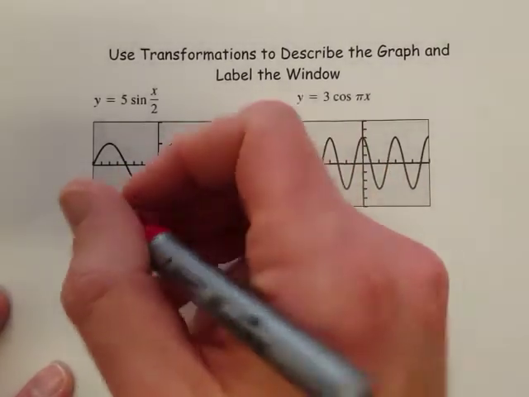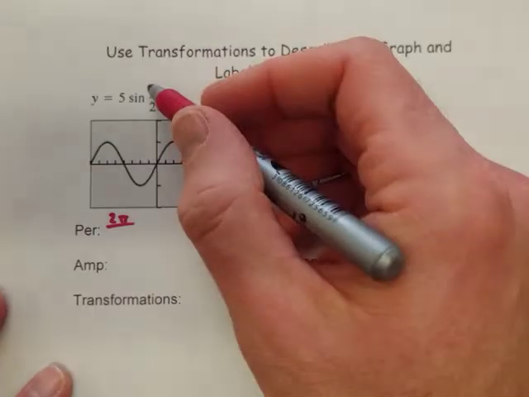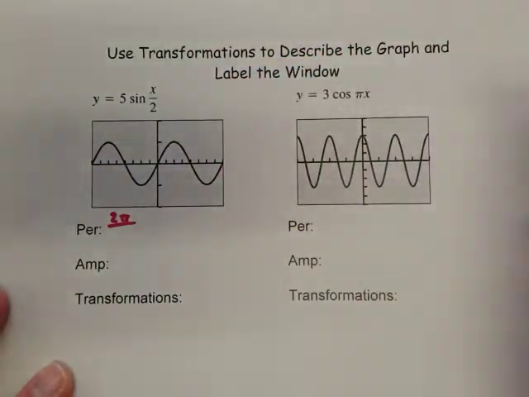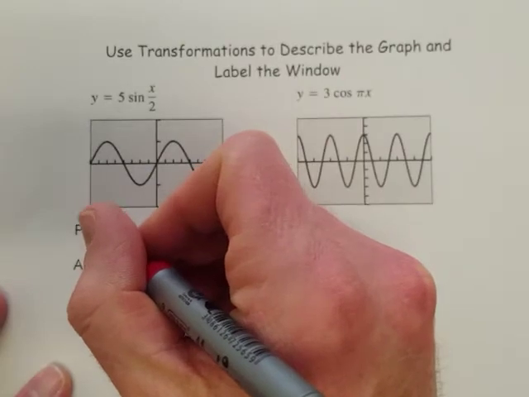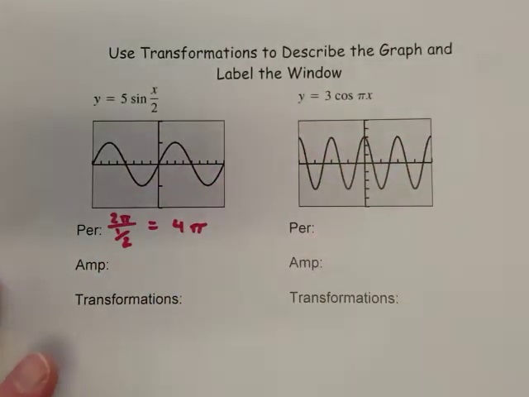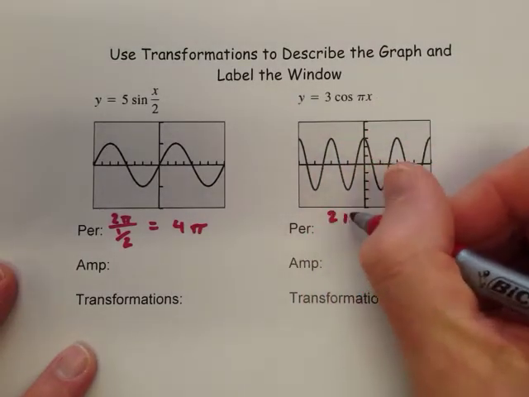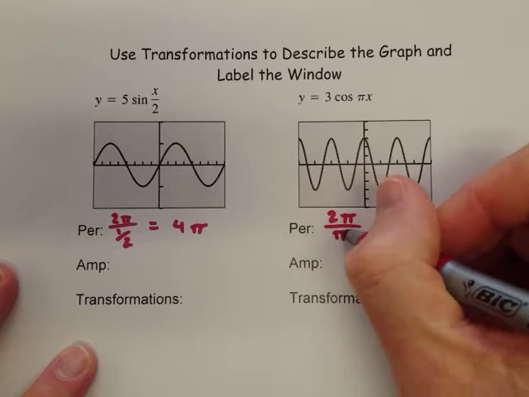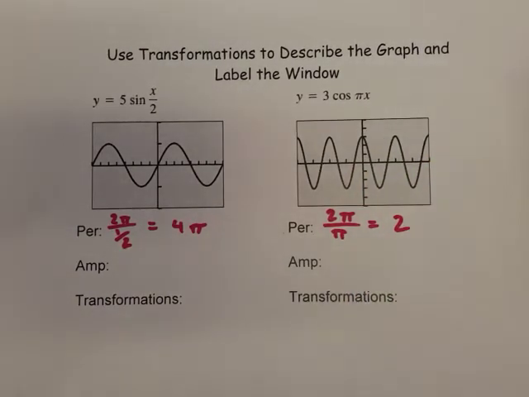Period, if you remember from yesterday, is you take 2 pi and you divide it by whatever the number is in front of x in each of these cases. In this one, we've got 1/2 x, so it's 2 pi divided by 1/2, which means the period is going to be 4 pi. For this one, we've got pi in front of x, and so we're going to do 2 pi divided by pi. That makes the period actually just the number 2.